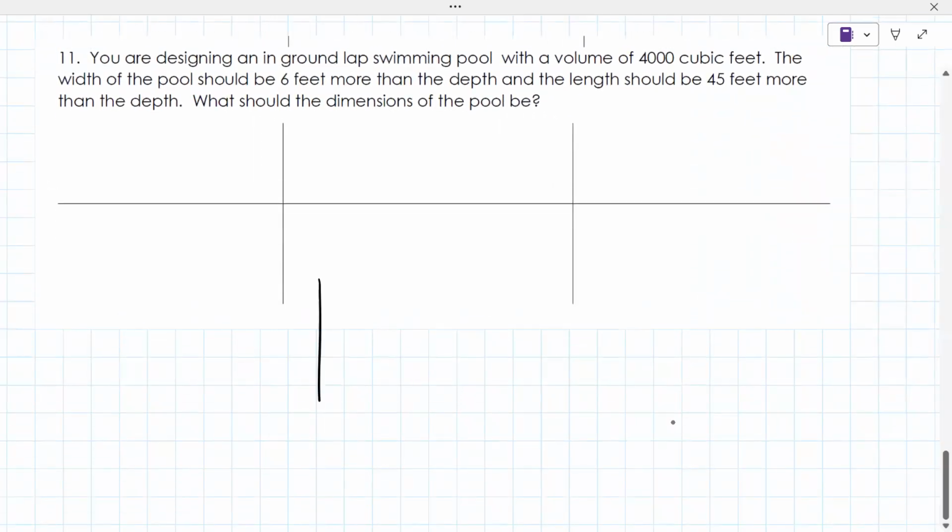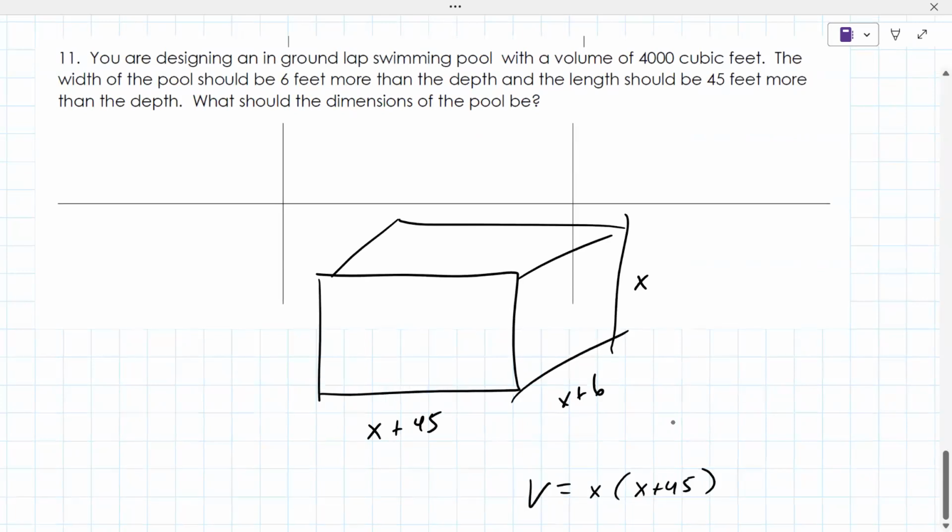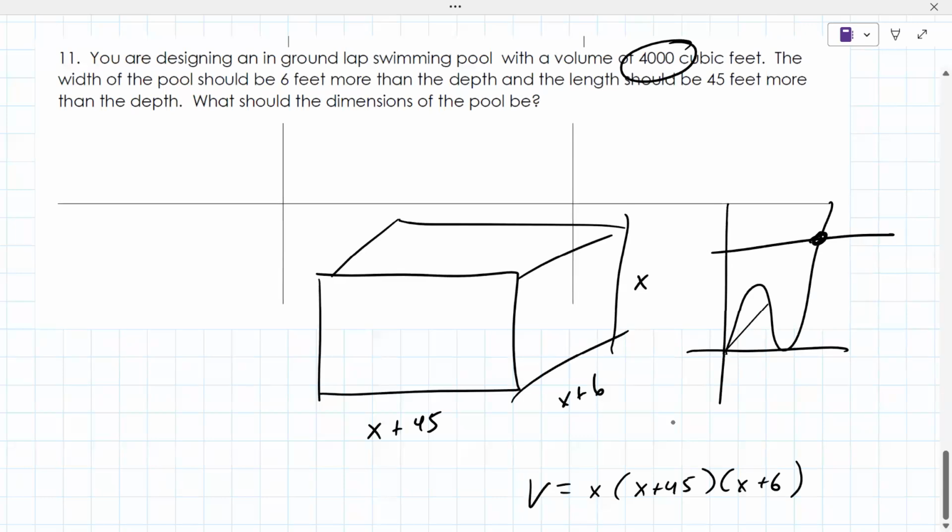Yeah, so this is a pool. They give you the volume, that's nice. They tell you the depth is the variable. So the length is 45 more feet than the depth, and the width is 6 more feet than the depth. So the volume is like that. And then they give you the volume, and you find the intersection of those. I don't know what the curve looks like. Maybe it looks like that, and you find the intersection there. Doesn't look like that, sorry. It looks something like that.